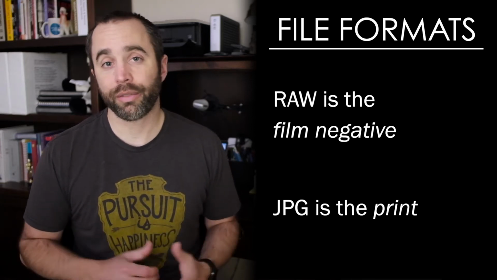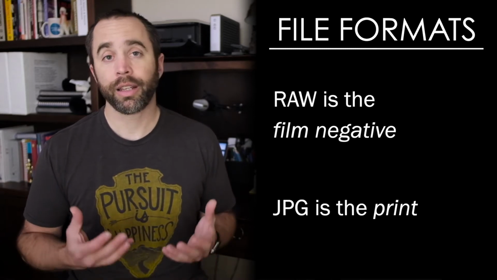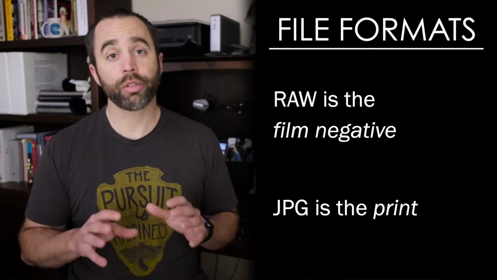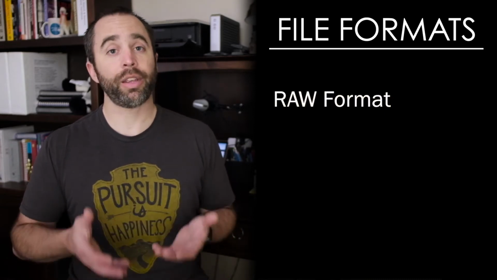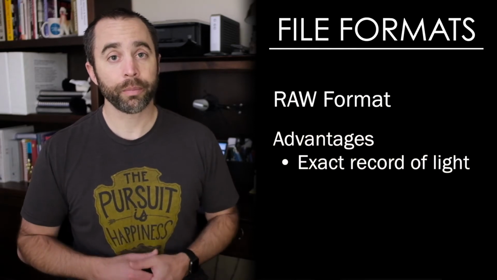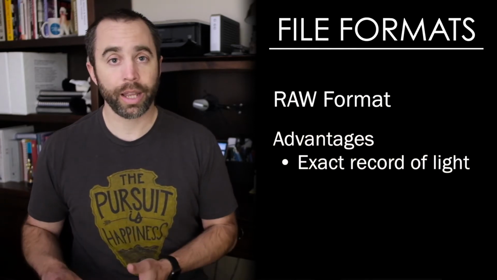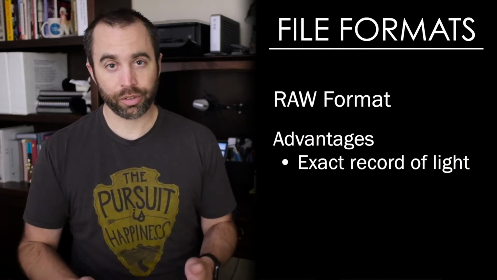Now, there are plenty of advantages and disadvantages to both of these file formats, which is why it's such a controversial topic. So we'll start with the RAW file. One of the main advantages is that it is a raw record of the light that is recorded by the sensor. No data is thrown away, nothing is lost. It is exactly what the camera saw.